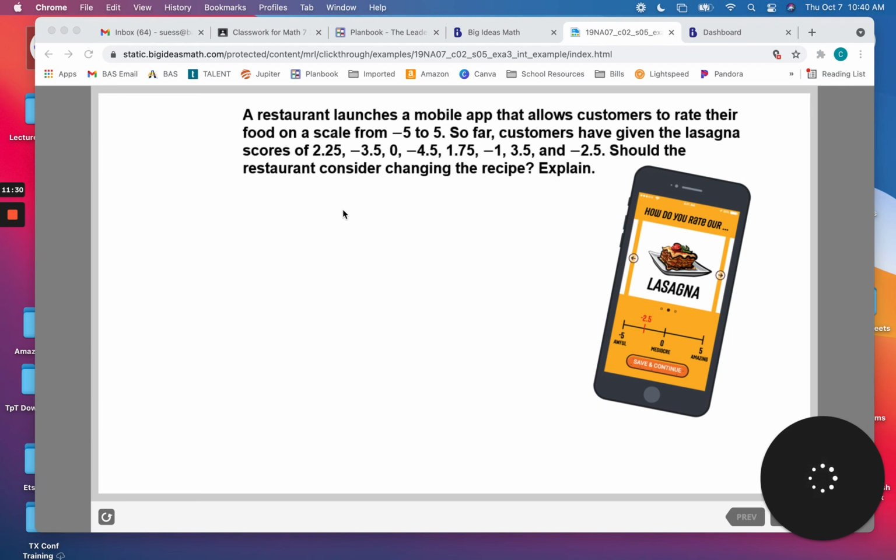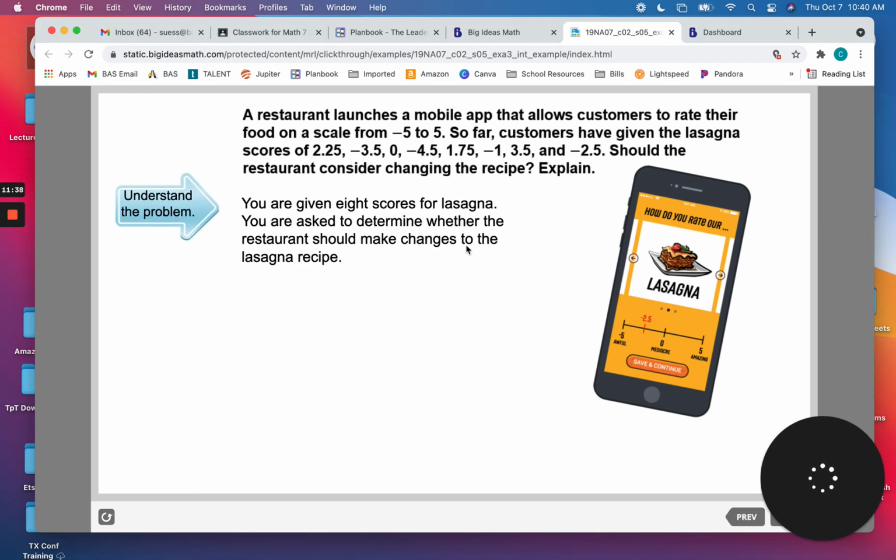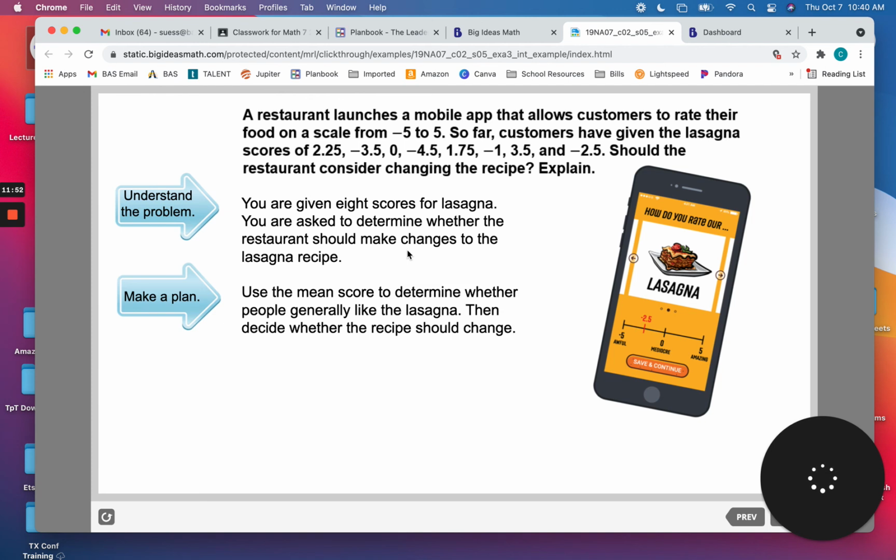Because it's a negative. There's more bad reviews than good reviews. Yes, but let's find out what the overall review would be if I added all those up. How many scores are we given? 1, 5, 6, 7, 8. There's 8 scores. You are asked to determine whether we should make a change to the recipe, so we're going to find the mean or the average score. How do you find the mean?